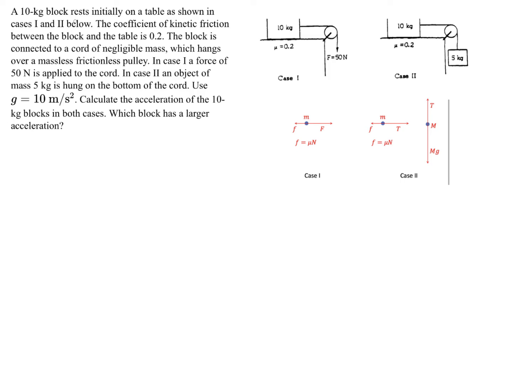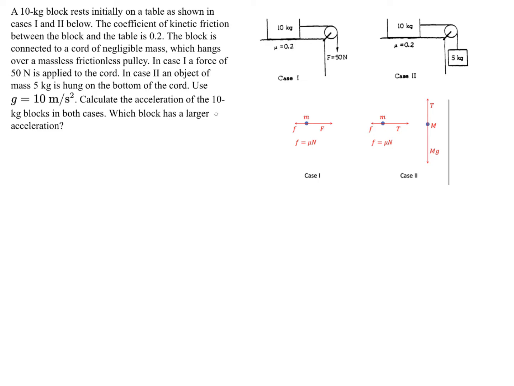A 10 kilogram block rests initially on a table as shown in cases 1 and 2 here. The coefficient of kinetic friction between the block and the table is 0.2. The block is connected to a cord of negligible mass, which hangs over a massless frictionless pulley. In case 1, a force of 50 newtons is applied to the cord. In case 2, an object of mass 5 kilograms is hung on the bottom of the cord. Use g equals 10 meters per second squared.